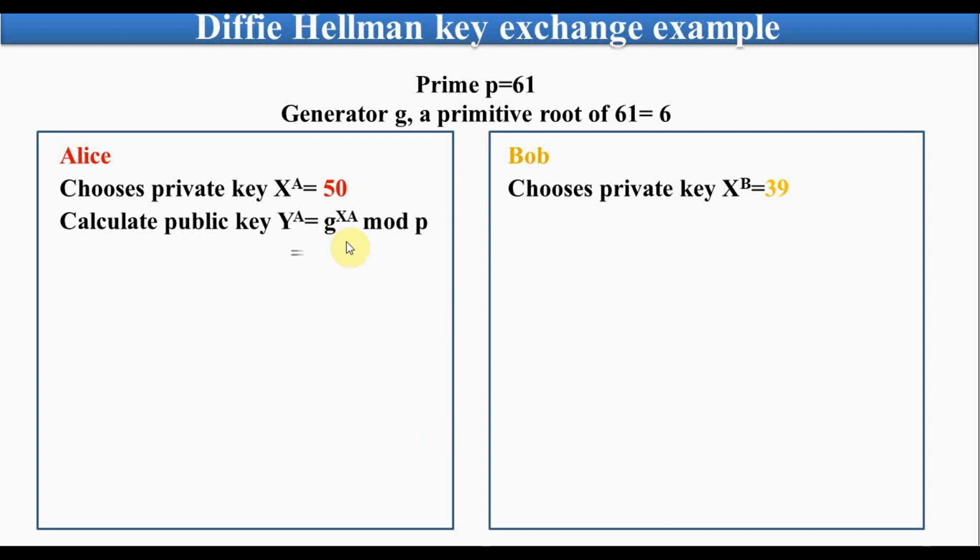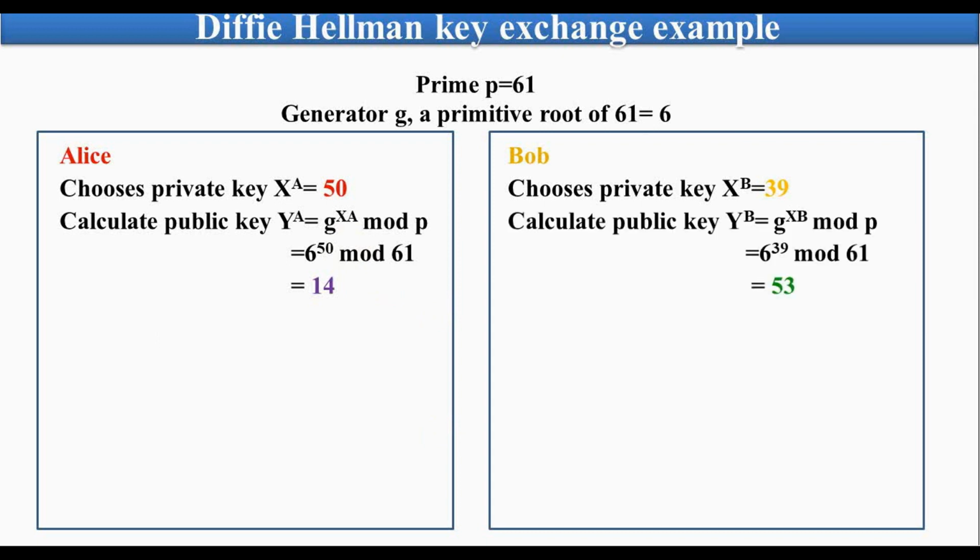It will be 6 power 50 mod 61. You get 14 as the answer. You can calculate this using your simple scientific calculator. And then similarly, the public key for Bob is calculated and we get 53.